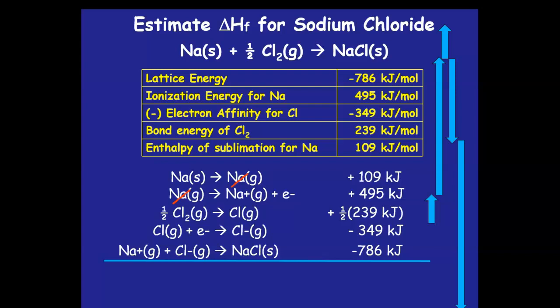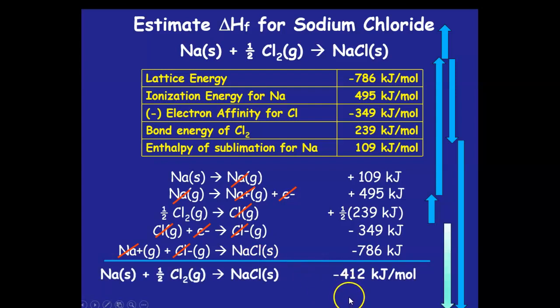But first of all, we need to see that we're going to get rid of everything except the reactants on the top of this page. So this gets rid of the gaseous sodium. This gets rid of the sodium ions in their gaseous state. We can see the electrons are gotten rid of at this step, and the gaseous chlorine atoms we've gotten rid of here. And finally, the gaseous chloride ions we get rid of here, leaving only the sodium, the chlorine gas, and the sodium chloride. And when we add those together, we get a total of negative 412 kilojoules per mole for the whole process.